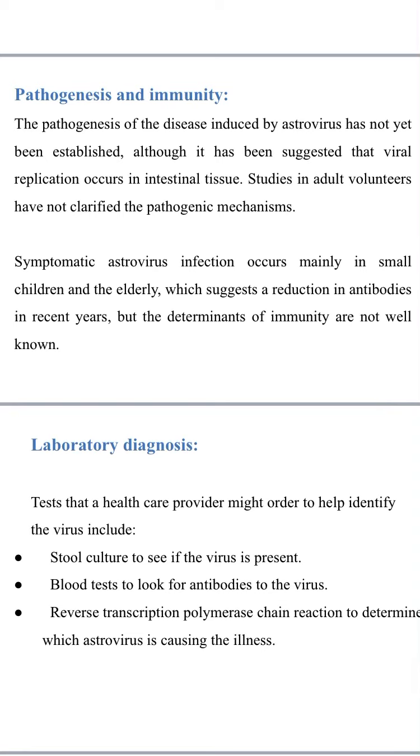Pathogenesis and immunity of astrovirus. The pathogenesis of the disease induced by astroviruses has not yet been established, although it has been suggested that viral replication occurs in intestinal tissue. Studies in adult volunteers have not clarified the pathogenic mechanism. Symptomatic astrovirus infection occurs mainly in small children and the elderly, which suggests a reduction in antibodies in recent years. But the determinants of immunity are not well known.